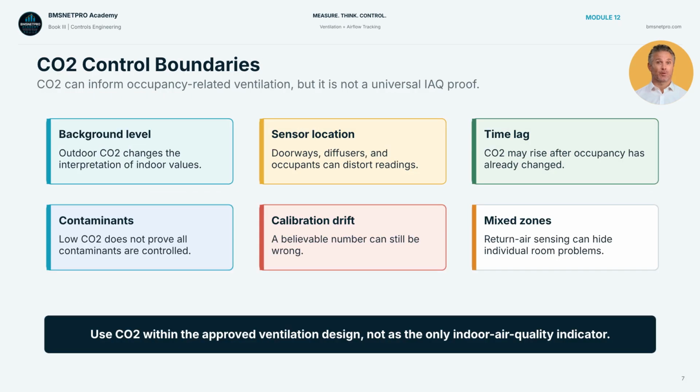Carbon dioxide control is common, but it has boundaries. The design must consider background outdoor CO2, occupant generation rate, sensor accuracy, drift, mixing, location, and the time lag between occupancy and concentration. A wall sensor near a door, diffuser, or occupant can be unrepresentative. A return air sensor may represent a combined area but hide individual room conditions. CO2 is useful when applied correctly, but it is not a universal proof of indoor air quality.